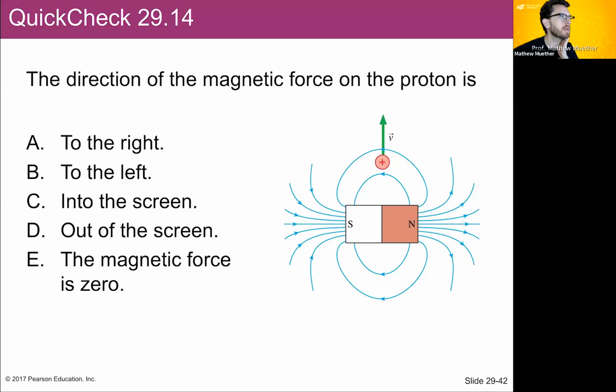I know we're right at the end here, so I'll give you 15 seconds to answer. Remember, the force is equal to QV cross B.